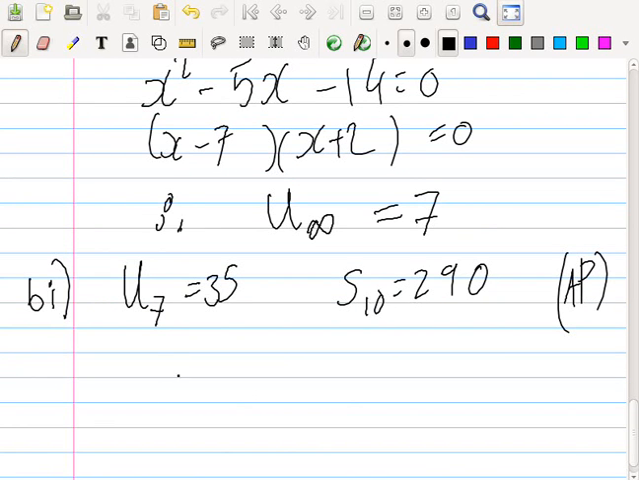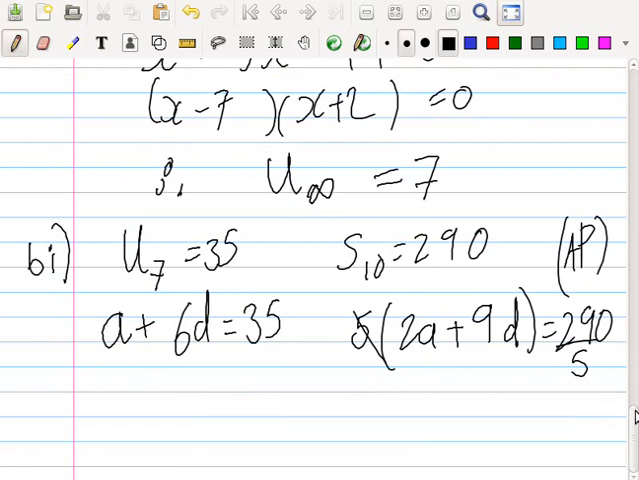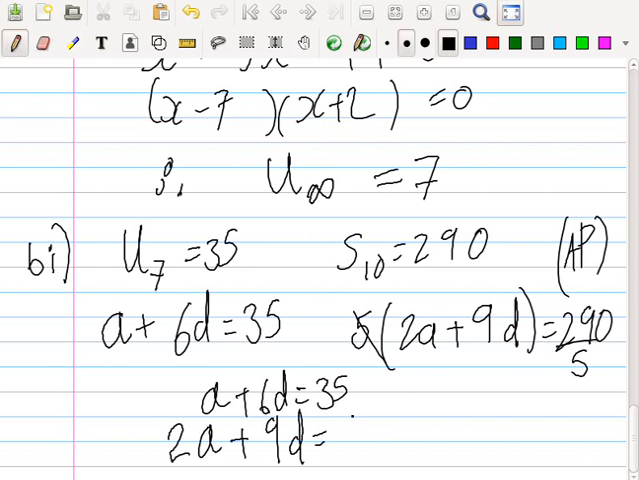Oh yeah. This one here, U7, what would that be? a plus 6d equals 35. And here, n over 2, 2a plus n minus 1 d equals 290. So I'll put the 10 into that. What do you get there? 58 and 58, is it? So you get a plus 6d equals 35, or 2a plus 9d equals 58.